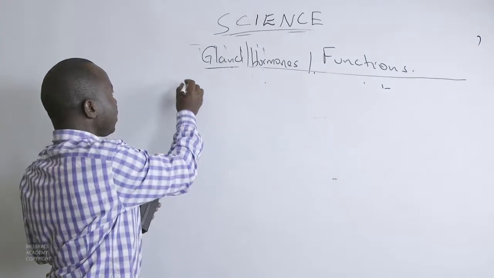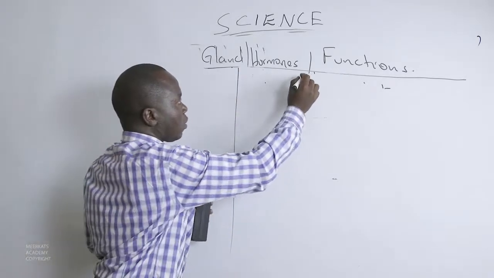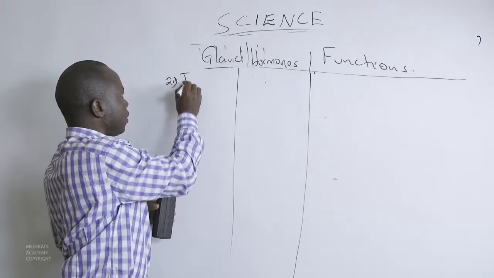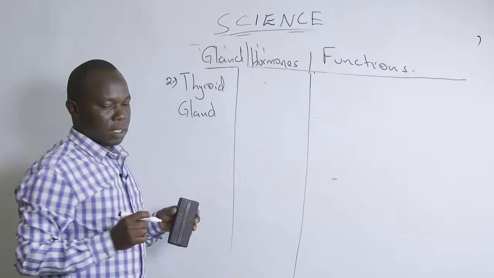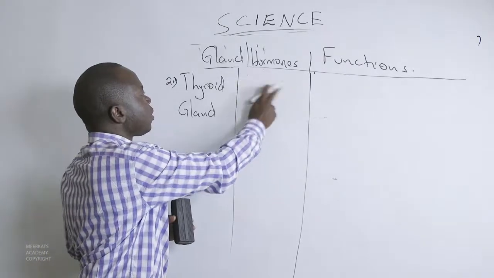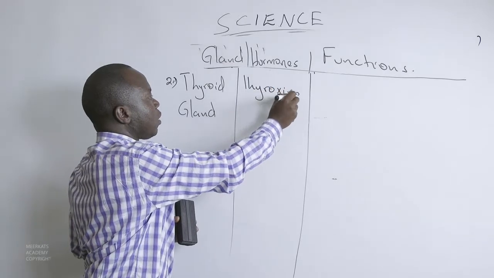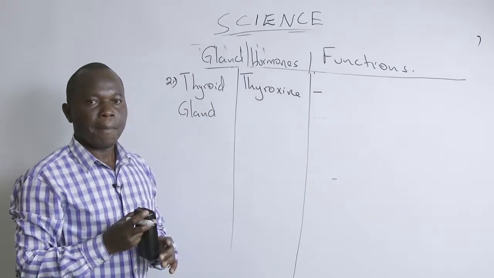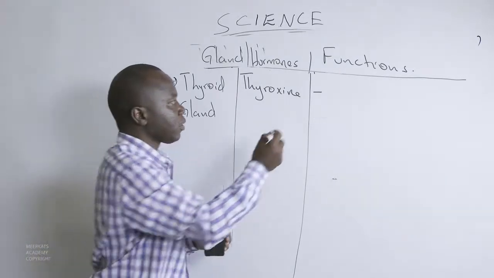We can look at another gland, number 2. We have the thyroid gland. The thyroid gland usually secretes 2 important hormones. We have thyroxine hormone. Thyroxine hormone majorly controls metabolism in the body. In other words, it controls the rate of metabolic reactions in the body.